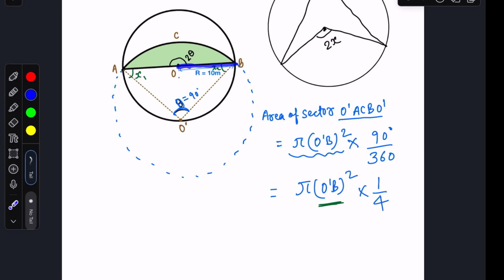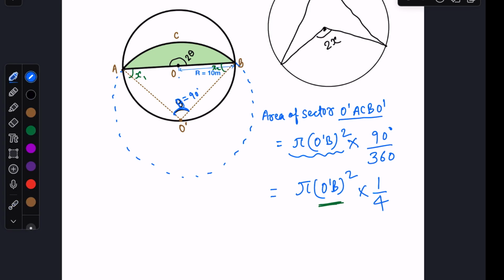OB and OO dash are also radii. So this OB will be equal to this OO dash because these are radii. OB is 10 meters, and that means OO dash is also 10 meters. That means in this triangle, this angle will also be equal to this. So we just calculated this to be 45. So if OO dash is there, this will also be 45. Similarly, this will also be 45.